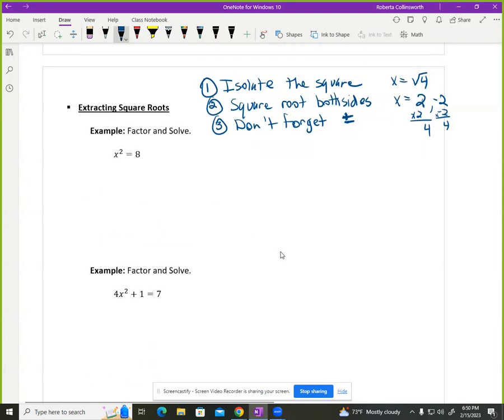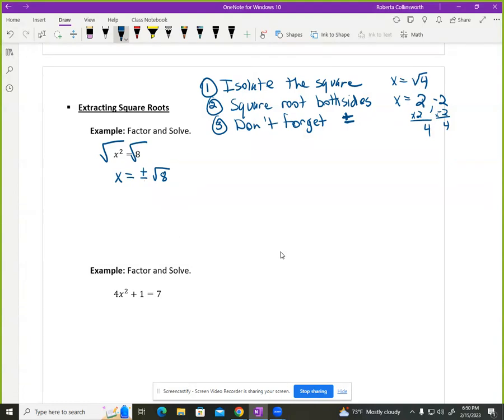Okay, so let's look. So isolate the square. Here I have the square right here. It's isolated all by itself, and the numbers on the other side. Step 2 says to take the square root of both sides. The square root of x squared is x. So x equals plus or minus whatever the square root of 8 is. So you have to do the positive and negative of what that is after you take the square root.